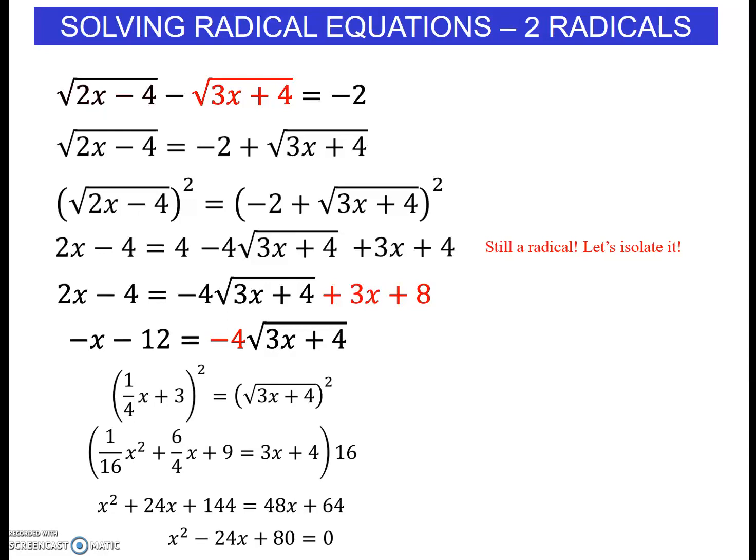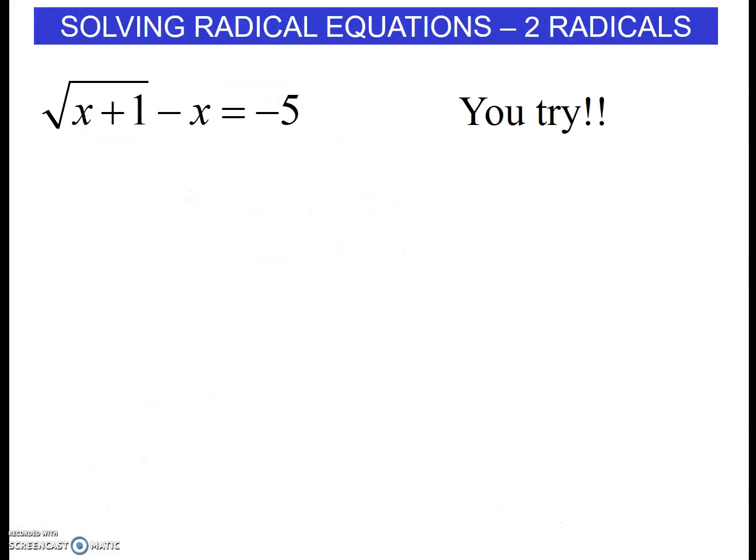And I end up with x squared minus 24x plus 80. Hopefully this one's a little bit more obvious. This is 20 times 4, which is 24. So x minus 20 and x minus 4. We have the two answers of x equals 20 and x equals 4. Nice thing is, both of them will work out. You can always go back and check my math. How about you try this one?